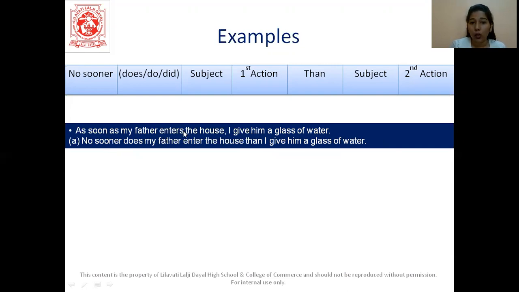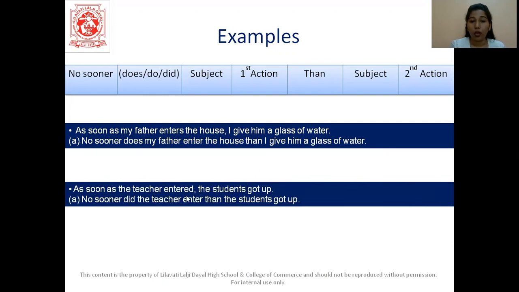Now this is verb plus s, enters. So we have used the word does. No sooner does my father enter the house. We've already seen in the rules that whether it is do, does or did, it is always followed by the first form of the verb. So enters will become enter. No sooner does my father enter the house, then I give him a glass of water. So we replace the comma with the word then. Let us see one more example.